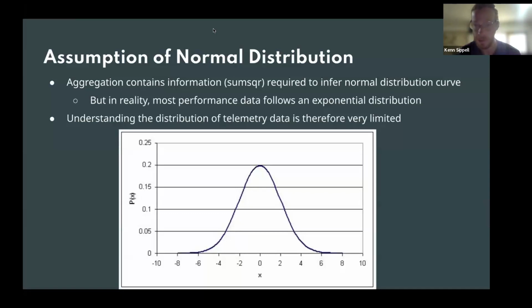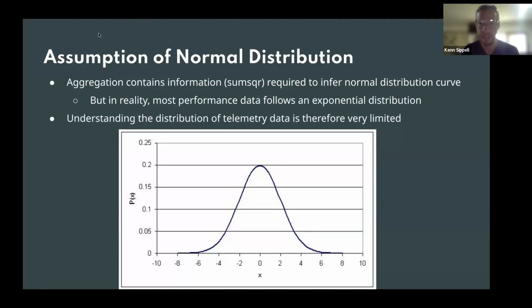And the second thing, we talked about the sum of squared data. You can use sum of squares to reproduce a normal distribution curve. This assumes that all data is normally distributed. I've never seen anyone actually do this, but it is statistically possible to recreate a normal distribution curve. Unfortunately, most performance data is exponentially distributed, not normally distributed. And so it's very limited in what you can do in order to understand the distribution of data in the telemetry system.